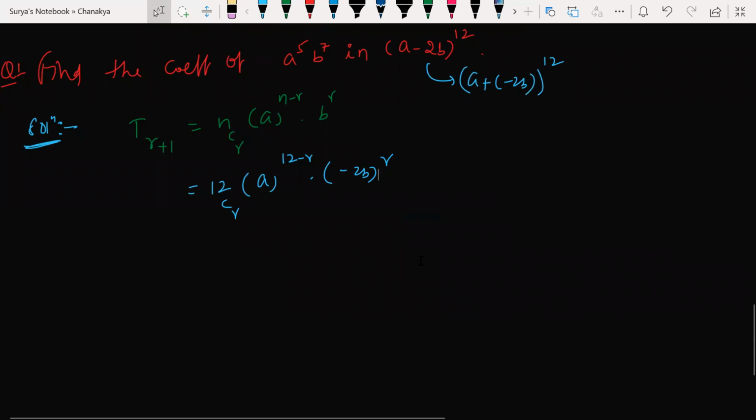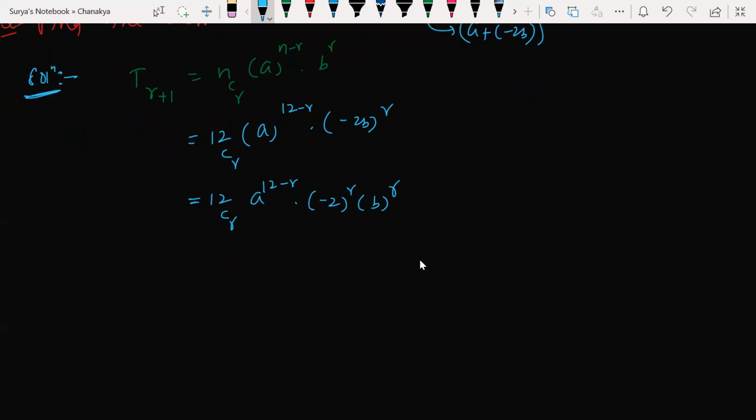So expand this now. 12Cr. Let us write the constants. What is the constant here? Minus 2 to the power of r, into b to the power of r. Or else we do one thing if you don't understand like that. a to the power of 12 minus r into minus 2 to the power of r into b to the power of r. Can I write like this?